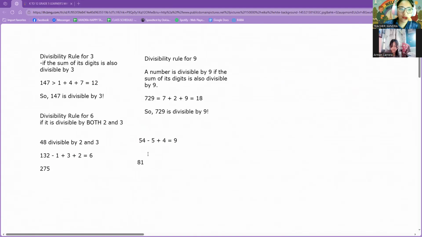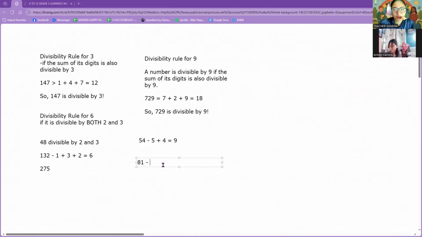Okay, how about the divisibility rule for 3? This one first. Because 8 plus 8 plus 1 is 9. And 9 divided by 3 is 3. Okay, no remainder. Okay, very good. Now, is it divisible by 6?